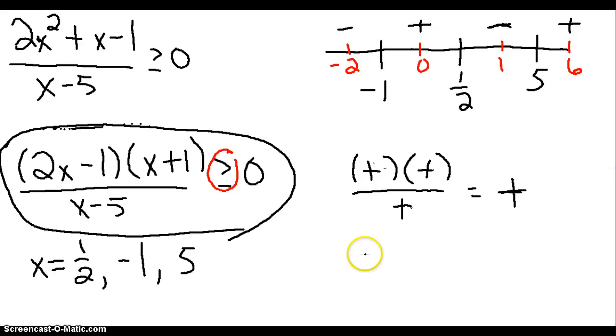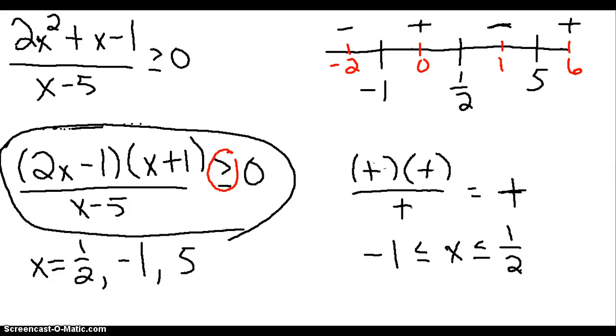So that means negative 1. And because we had the equal to part of the inequality, we can include the endpoints in this. So it's going to be negative 1 is less than or equal to x, which is less than or equal to 1/2. So we include those endpoints. That's one of our intervals. So x could be anything from negative 1 to 1/2, including those values.